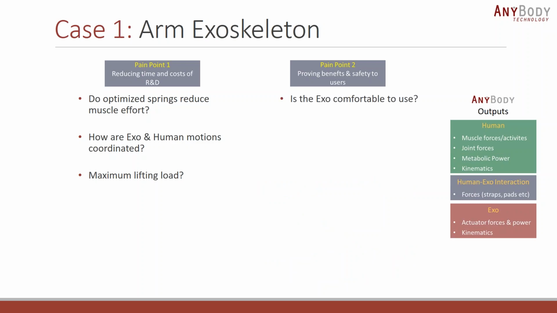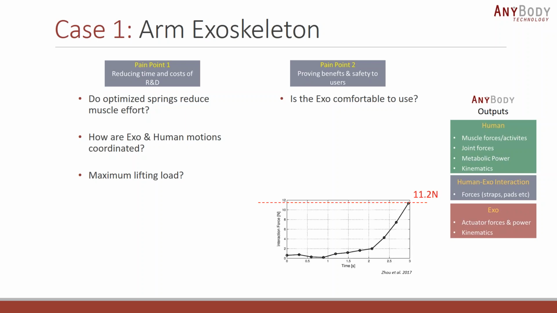They also asked a question which I thought was interesting, relating to pain point 2, which is when you're trying to prove the benefits and the safety of your device to users. This was whether the exoskeleton is actually comfortable to use. For this, they looked at the human exoskeleton interaction forces, and plotted these over the course of the entire motion. I think there was one point of contact. The exoskeleton was attached to the hand, and I think these are the forces between the hand and the exoskeleton, and the force peaked at 11.2 newtons.